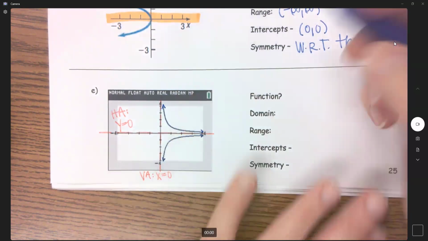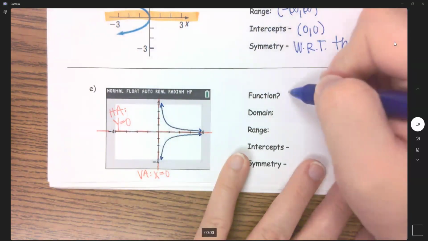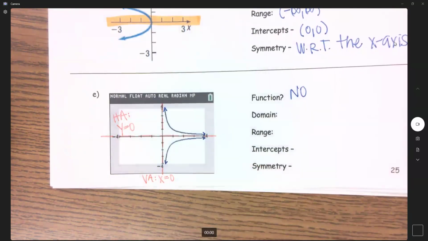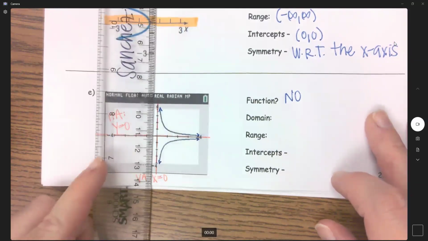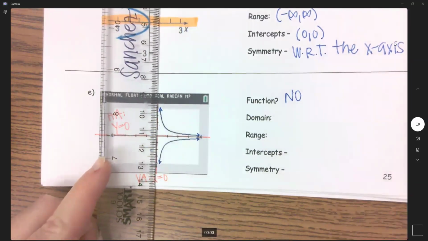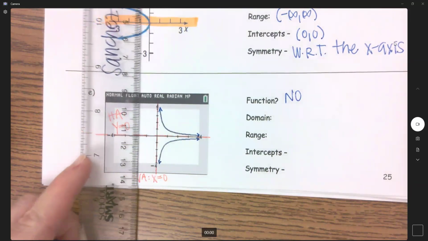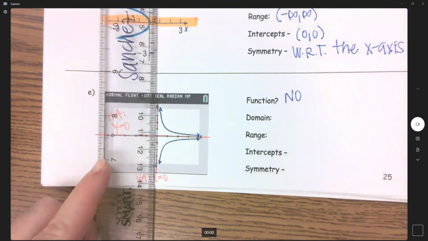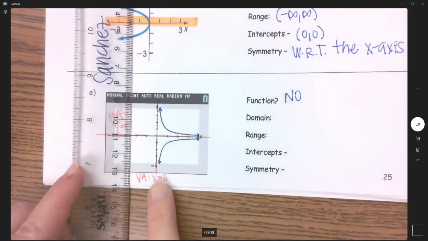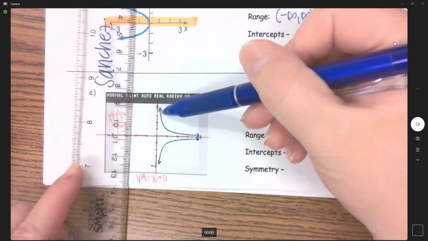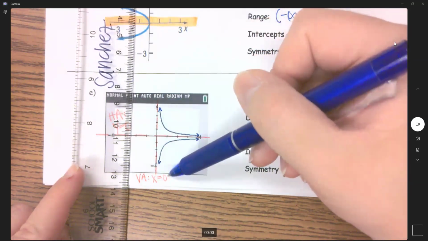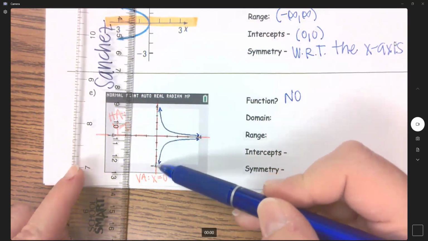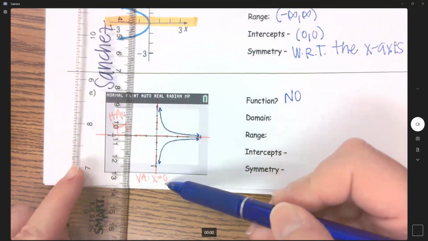Nope. If you put a vertical line in here, it intersects twice, so it is not a function. What is your domain? As I go from left to right, what we actually encounter first is that vertical asymptote. So as this line goes up, it's going to get closer and closer to this vertical asymptote, which is at x equals 0. And as this one goes down, it's going to get closer and closer to this vertical asymptote, which is again x equals 0.